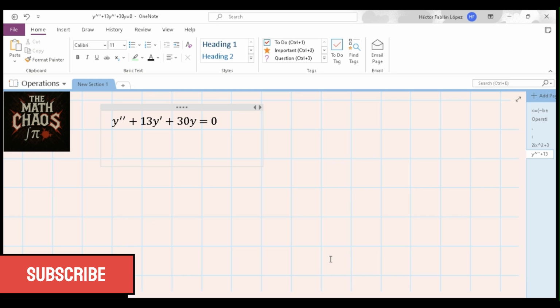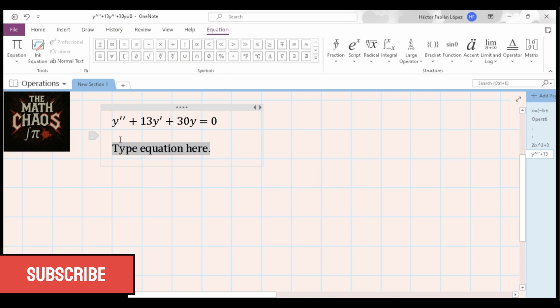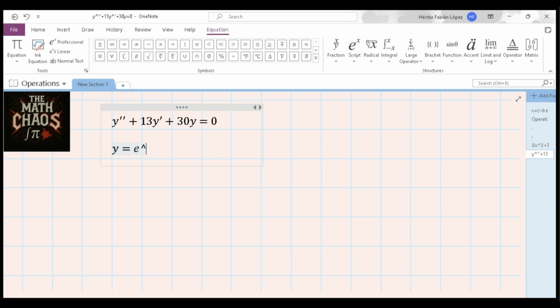For today, we are going to solve a second order linear differential equation with constant coefficients. First, to solve this, I will propose that y is equal to e to the rx. Why an exponential function? Because, as you can see here, its derivative is the same, and that helps a lot to solve this kind of differential equations.